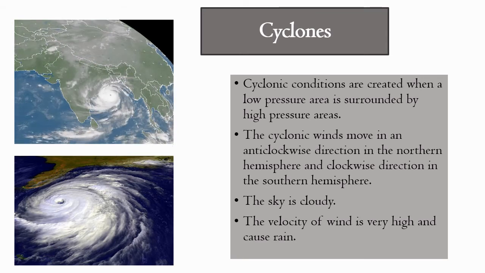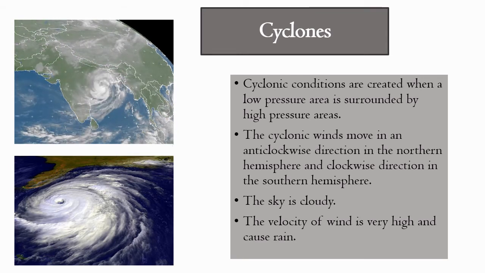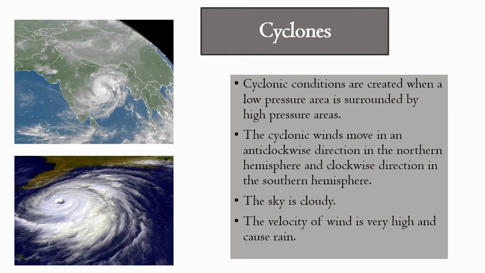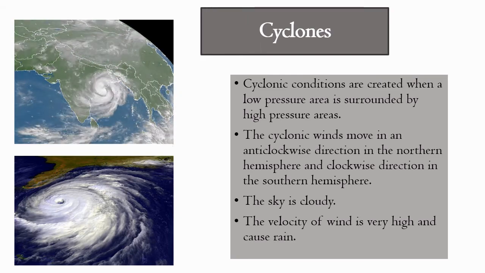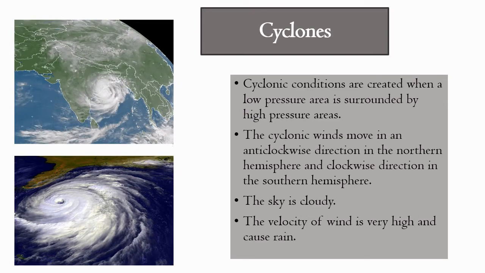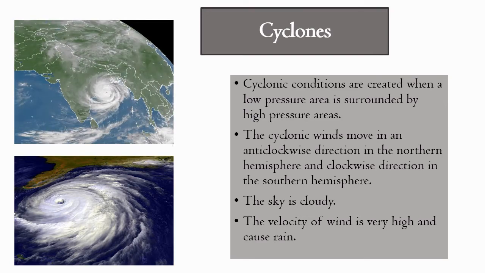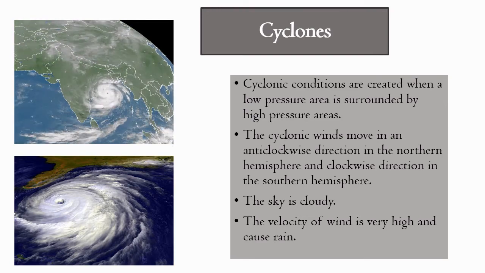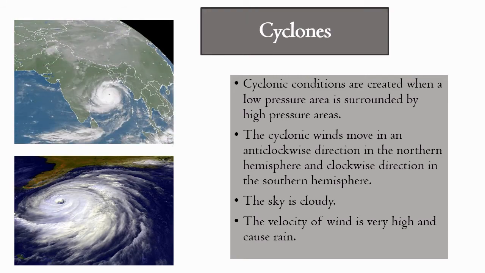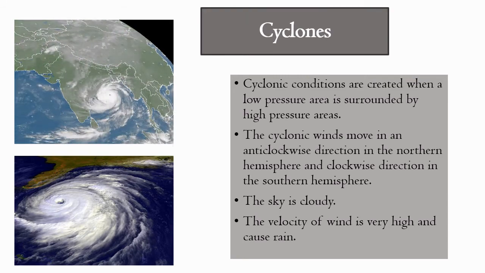As the storm system rotates faster and faster, an eye forms in the center. It is very calm and clear in the eye, with very low air pressure. Higher pressure of air from above flows down into the eye.